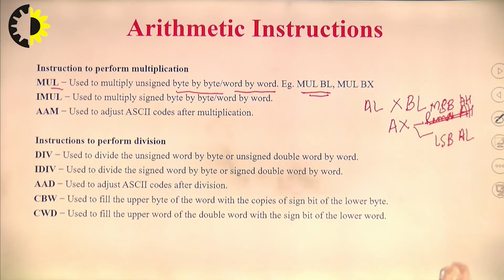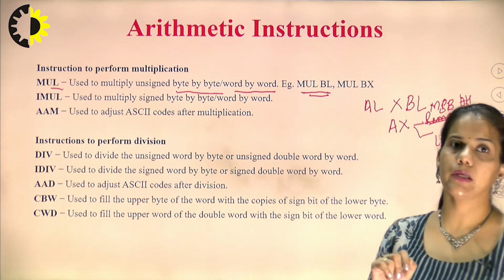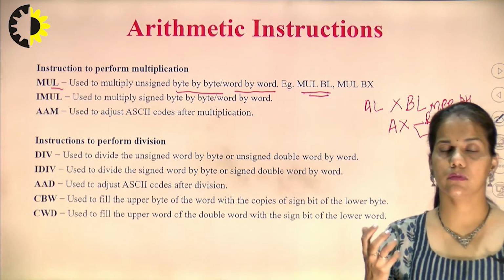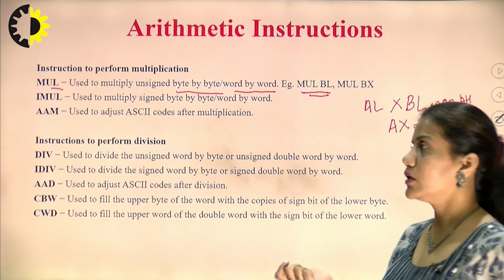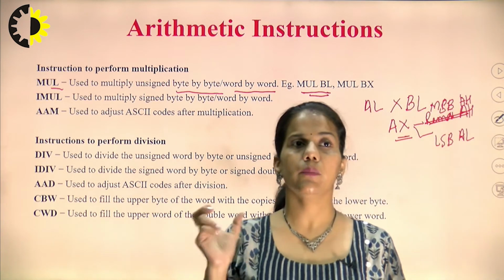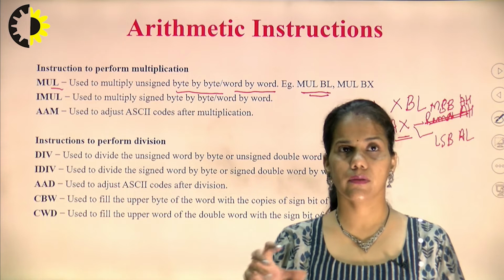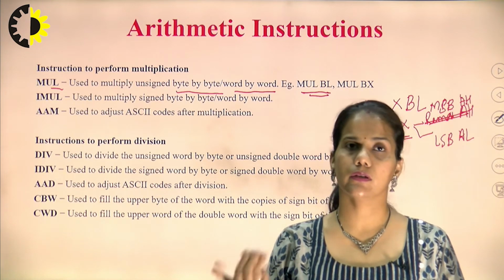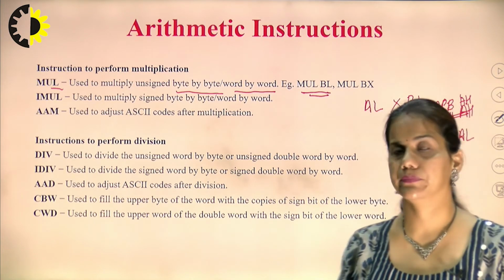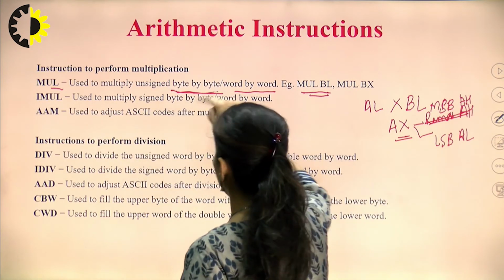So in this way, when the multiplication is performed between these two operands, that is AL and BL, of 8 bits operands, obviously the result can be stored in a 16-bit register only. So AX is the register which will be holding the result of the multiplication of these two bytes, and in that case the most significant byte of the result will be stored in AH, and the least significant byte will be stored in AL. Now similarly, this is the case of byte by byte multiplication.